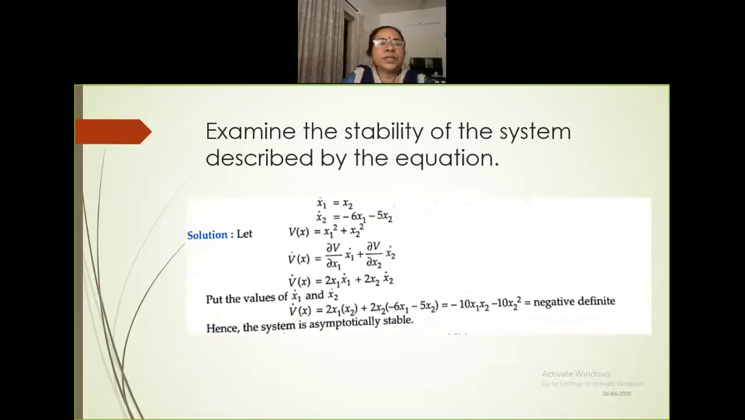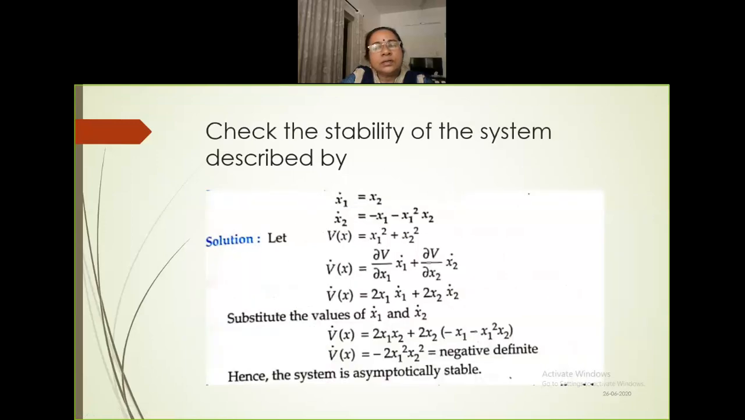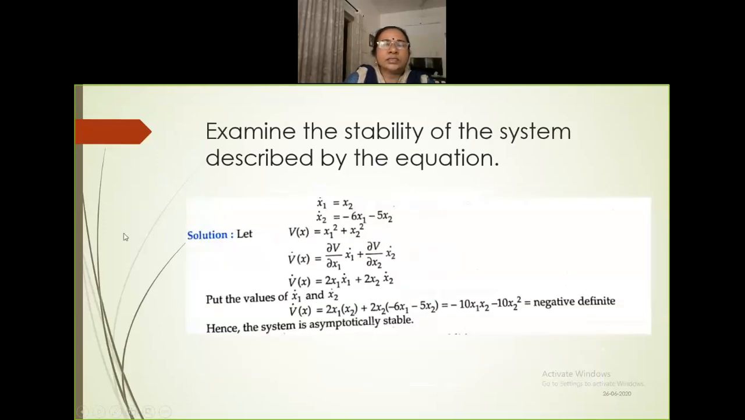Next one. Examine the stability of the system described by the equation. Simple thing, just go through that. Everybody, are you copying the question or not? Previous question you have copied? This question you have copied, isn't it, everybody? Check the stability of the system described by this one. Now the next question. Examine the stability of the system described by the equation. This.